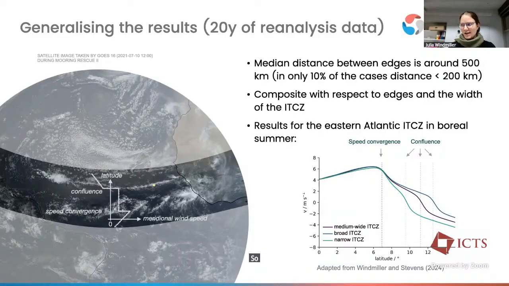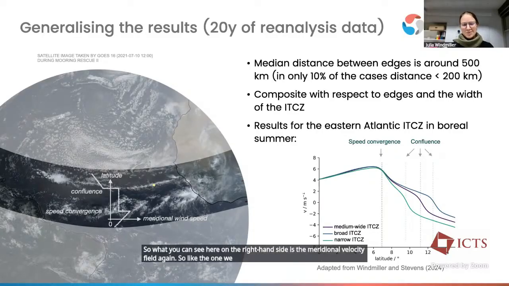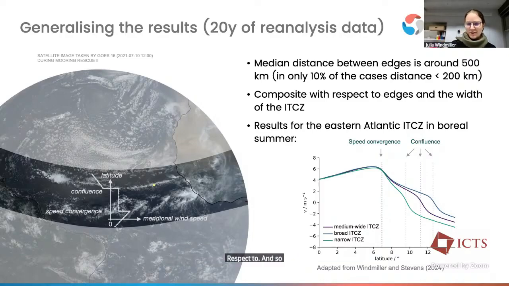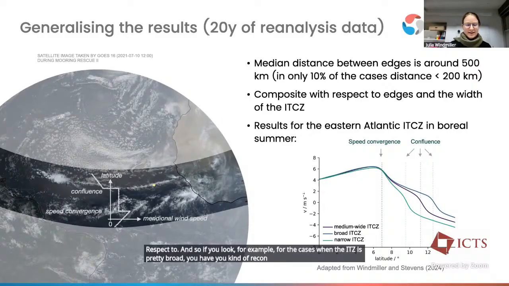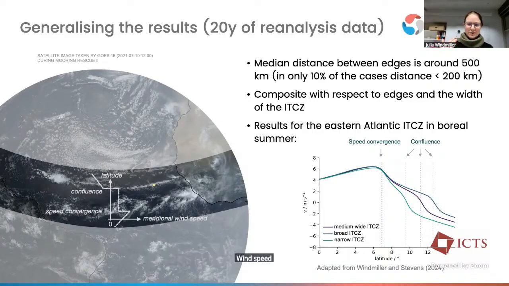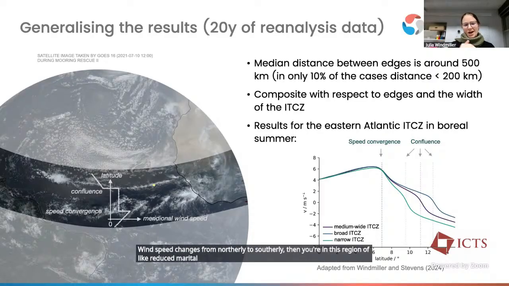So what you can see here on the right-hand side is the meridional velocity field again, like the one we measured on the ship, but now from the reanalysis data. The different colors are differently wide ITCZs, and the different dotted lines are these two edges that we composited with respect to. And if you look, for example, at the cases when the ITZ is pretty broad, you reconstruct this meridional wind speed profile that we saw before. So at the dotted line, the wind changes from northerly to southerly. Then you're in this region of reduced meridional wind speed, and then you have a speed convergence line.